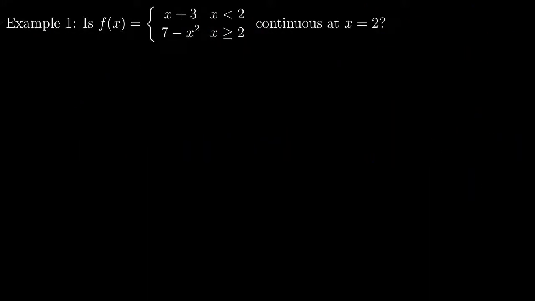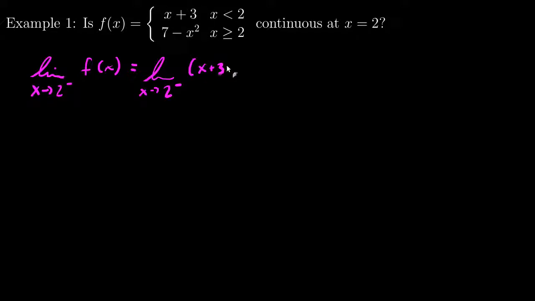So let's look at a couple examples. First example, we have this piecewise function. And here's how I'm going to deal with this. First off, I need to find the limit. So I'll consider the limit as x approaches 2 from the left of f of x, which will equal the limit as x approaches 2 from the left of this function, because as I'm left of 2, this is the one that makes the difference. And as x is approaching 2, x plus 3 is approaching 5.